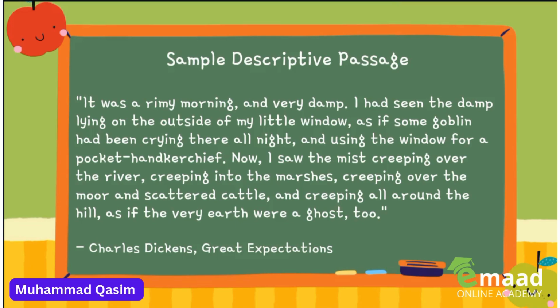So he has talked about the fog, mist, and how it's moving. He has used the verb creeping, how we describe the movement of a snake creeping like that. So he has actually personified mist or fog through the idea of creeping. In that way, he has well described how fog was spreading all around over the river, into marshes, over the moor and scattered cattle, and everywhere, how it went on hills as well.